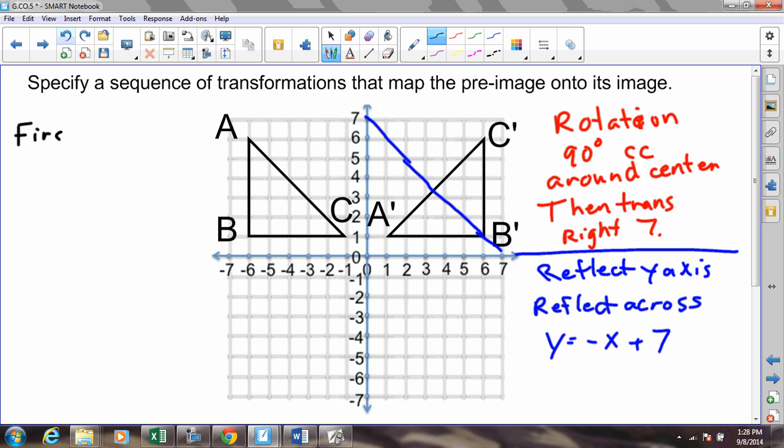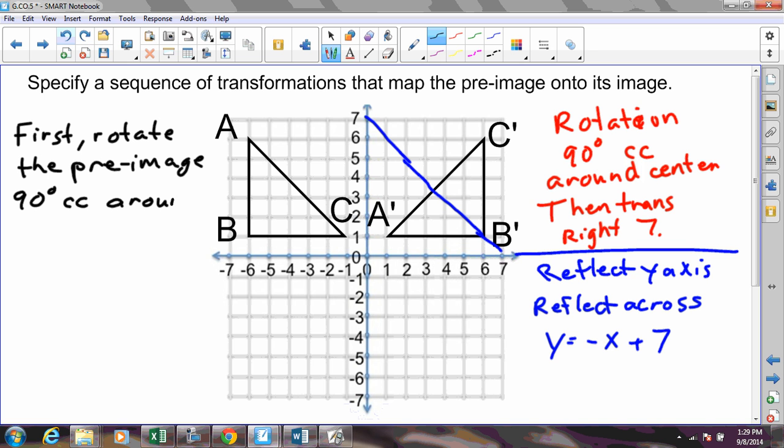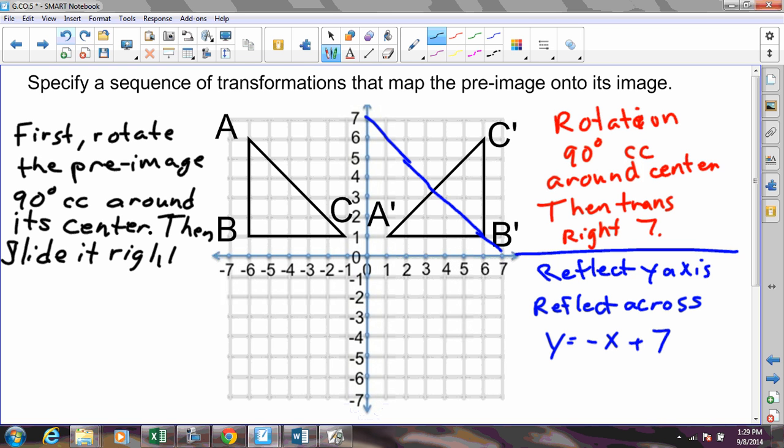First, rotate the pre-image 90 degrees counterclockwise around its center. Then slide it right 7 units. 7 units to the right. And we have our answer.